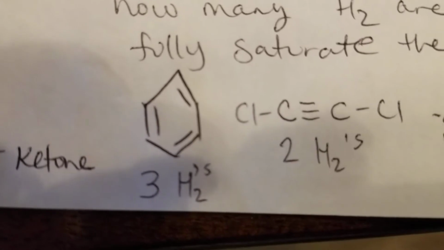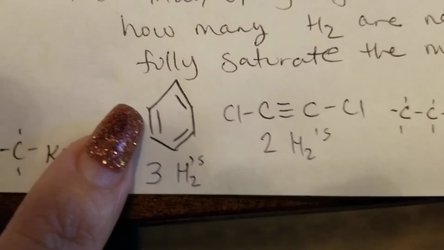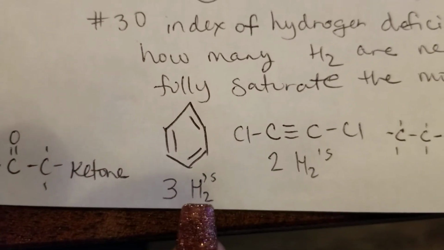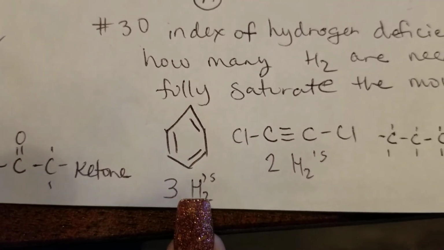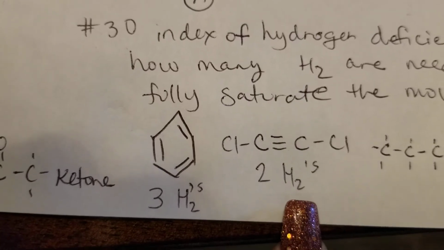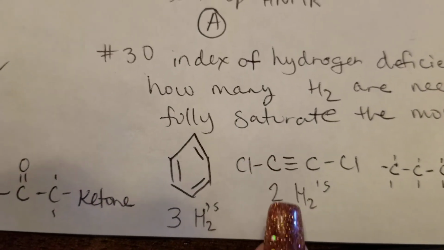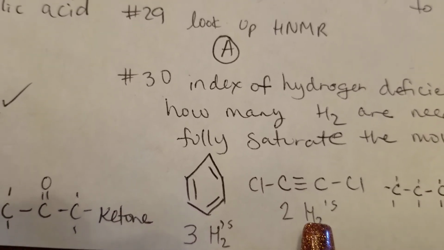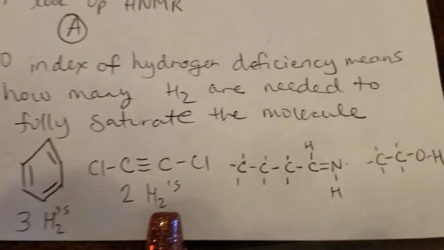The first one, remember C6H6 is benzene. How many double bonds are there? 1, 2, 3. That means you would need 3 H2s to fully saturate benzene. The next one is C2Cl2. There's a triple bond in between the two carbons, so to break those two bonds, you would need 2 H2 molecules to fully saturate that molecule.